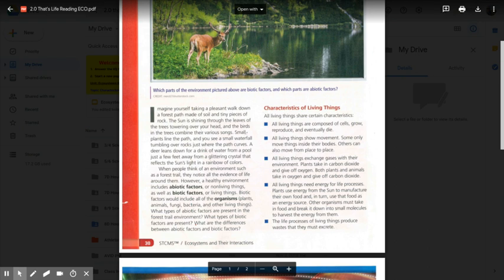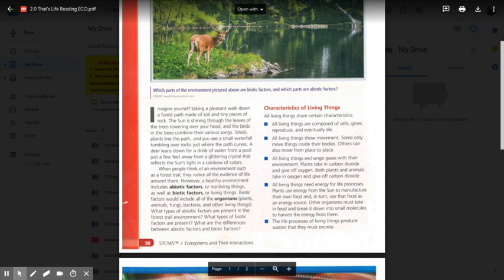Imagine yourself taking a pleasant walk down a forest path made of soil and tiny pieces of rock. The sun is shining through the leaves of the trees towering over your head, and the birds in the trees combine their various songs. Small plants line the path, and you see a small waterfall tumbling over rocks just where the path curves. A deer leans down for a drink of water from a pool just a few feet away from a glittering crystal that reflects the sun's light in a rainbow of colors.